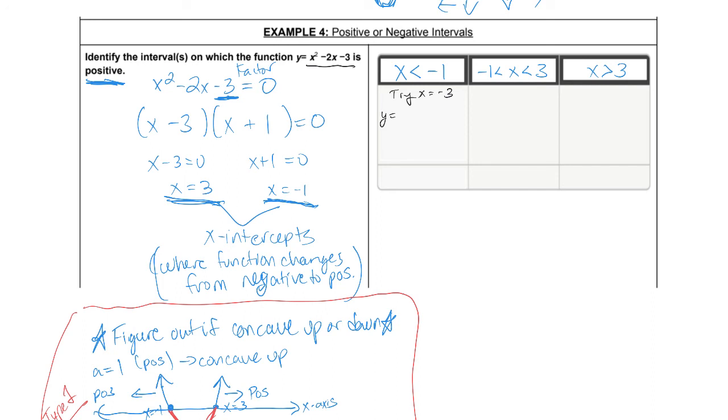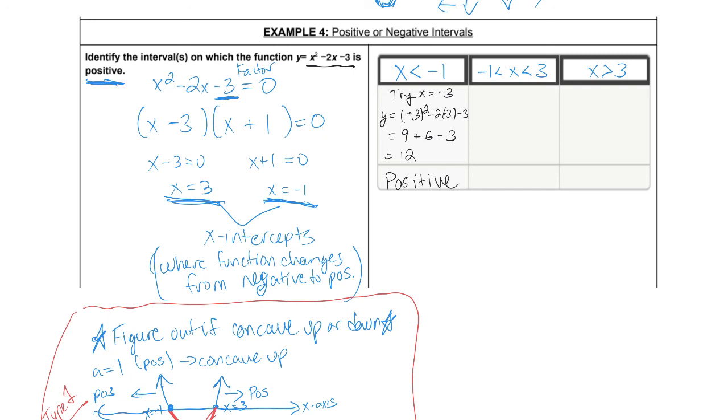So we get y equals -3 squared minus 2 times 3 minus 3. So -3 squared is 9. Oh, sorry, this should be a -3. So -2 times -3 is a positive 6, minus 3. So we get 12. Therefore, this is positive.